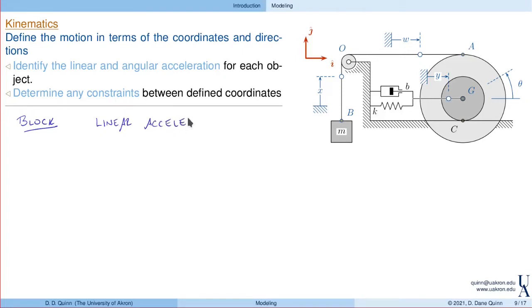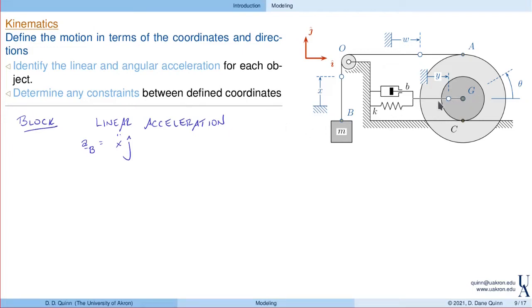And I want to do that in terms of whatever coordinate is most natural. The linear acceleration is a second derivative of position, and the position or displacement of this block is nicely described by x. So the acceleration of point B, or the block, is x double dot in the j direction.